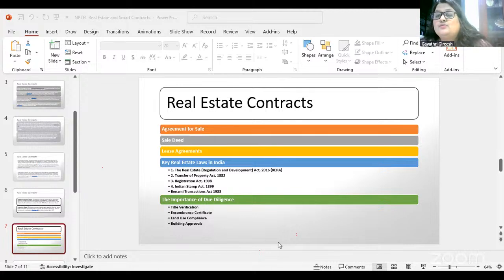Now, what is land use compliance? This is essentially where the local government, or the Town and Country Planning Act, comes into the picture. All of this has to be complied with when you are getting into a real estate transaction. So you have to check whether these land use compliances have been done by the prospective seller to a prospective buyer. And again, building approvals: the local governments get into building approvals. You must leave this kind of space for ventilation, and this kind of space has to be left.